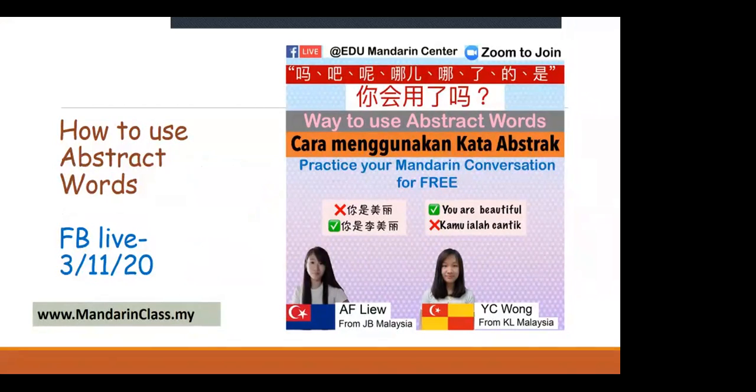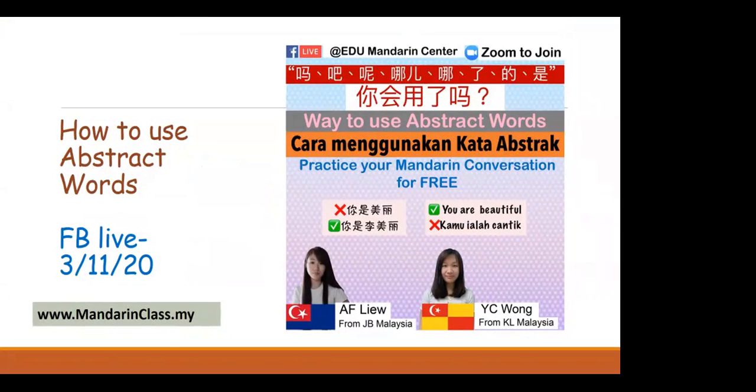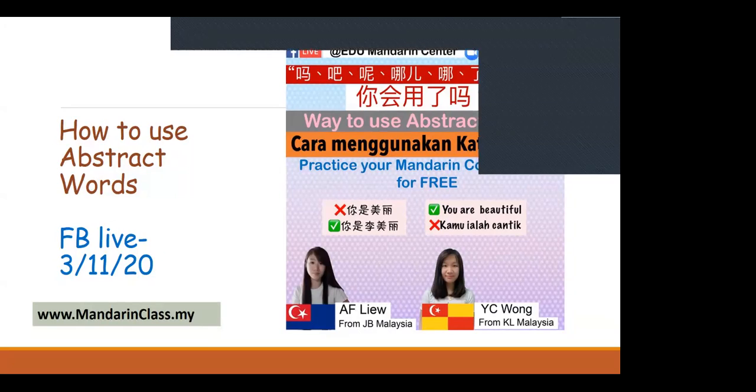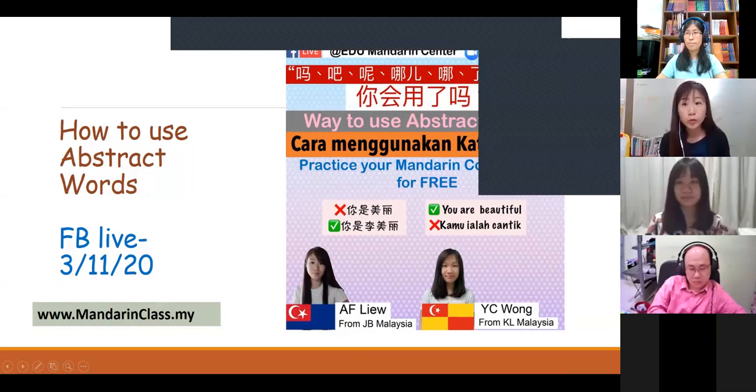So tonight we will talk about the abstract words. Tonight's topic is quite interesting and also quite important in Mandarin sentences, because we always use the words ma, ba, ne, nar, and na in questions. In conversation, when we speak or ask questions, we like to use ma, we like to use ba, or we use ne, or we use nar when asking about direction.